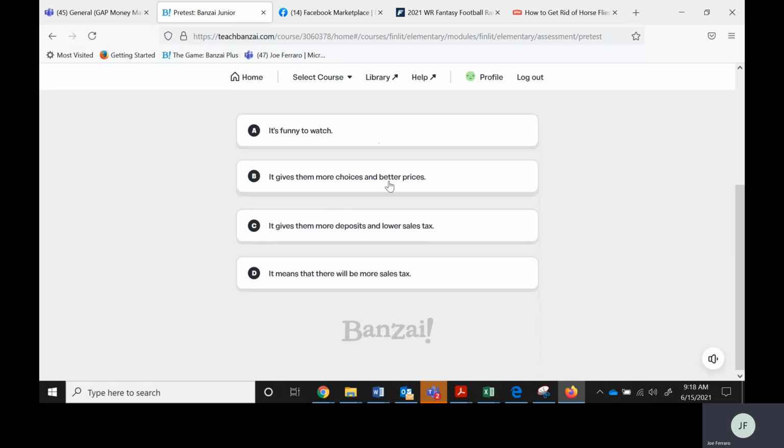B, it gives them more choices and better prices. C, it gives them more deposits and lower sales tax. D, it means there will be more sales tax.